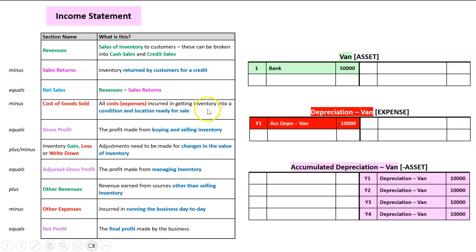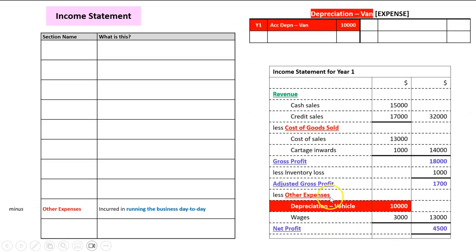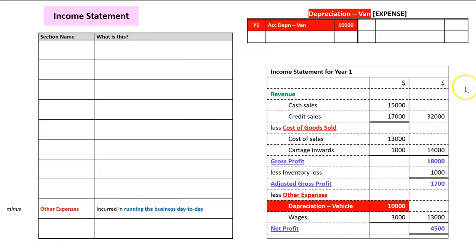It's not required to get inventory in a condition or location ready for sale. It's not an inventory loss or write down, so it's going to go here. So long story short, in the income statement, depreciation will go in the other expenses section with things like wages, as you can see here, but things like rent, insurance, utilities, and so on. So income statement, depreciation will be another expense.